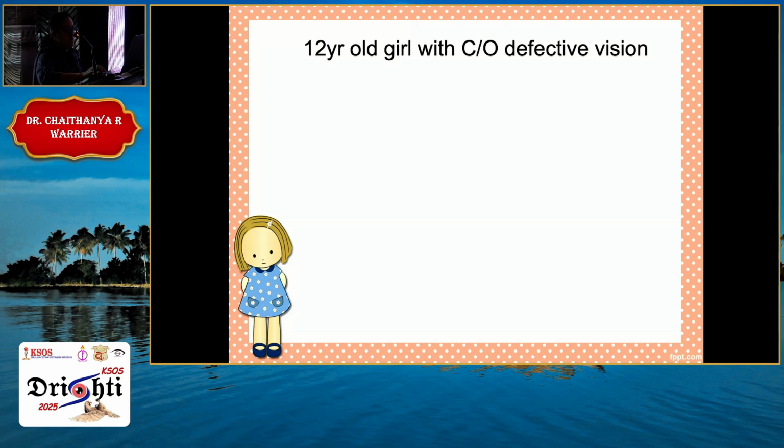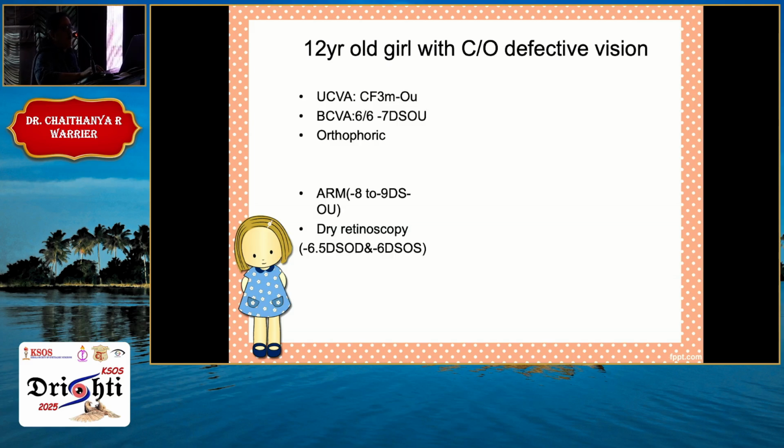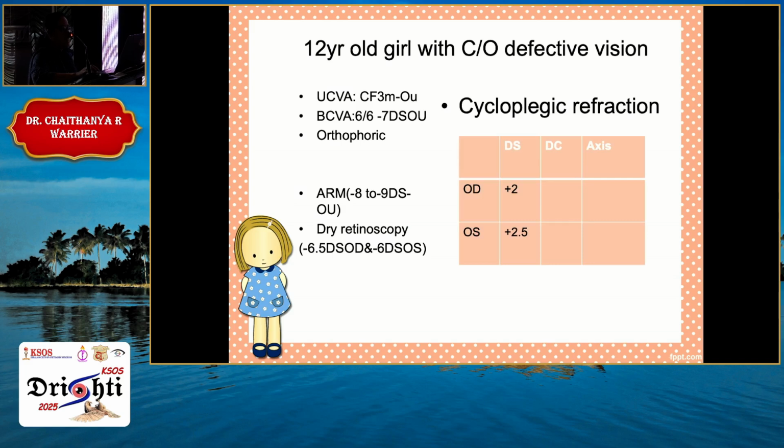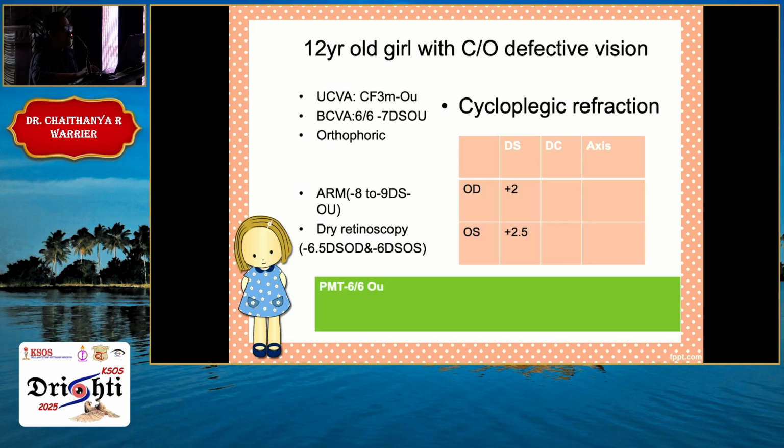Coming to a 12-year-old girl with complaint of defective vision, uncorrected visual acuity was counting fingers at 3 meters, improving to 6/6 with -7 diopter. On dilated cycloplegic refraction, it turned out to be normal refraction. This is a case of pseudomyopia.